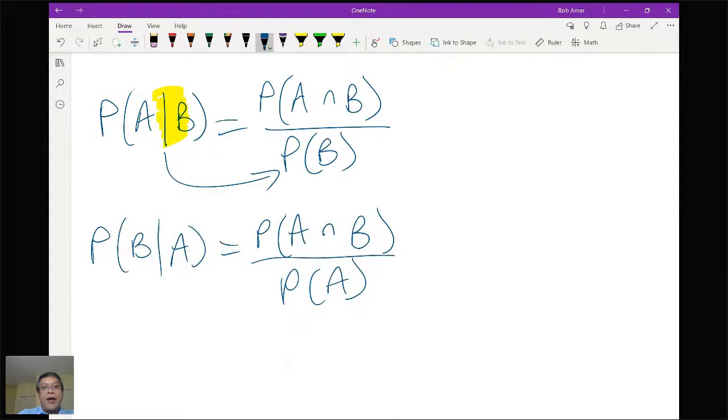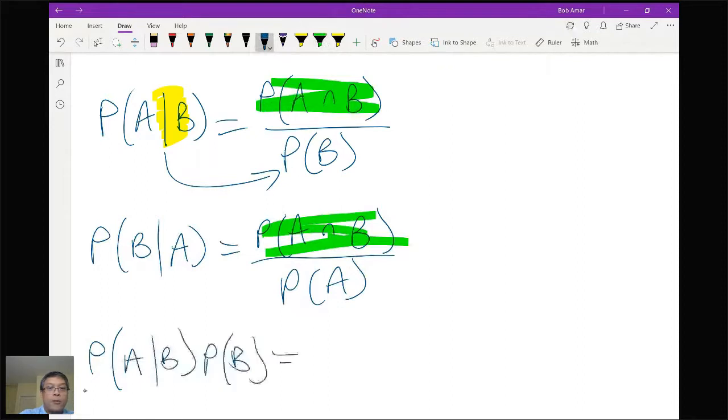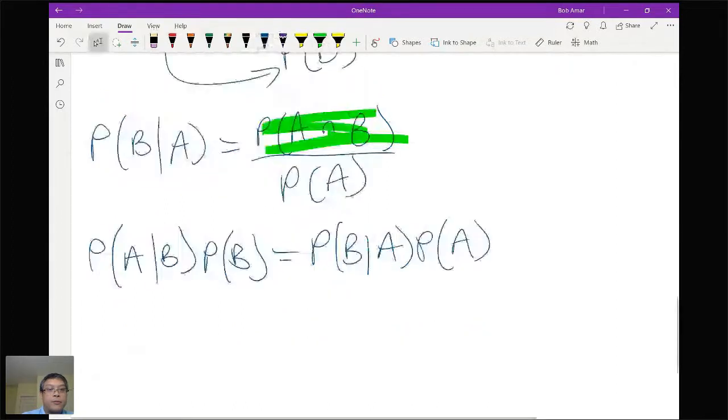Okay, so we've got P of A given B and P of B given A, and you'll notice that both of them involve this guy here, right? Because both of them involve that P of A and B, you can actually write P of A given B times P of B equals P of B given A times P of A. Okay. And then you can rearrange this to form Bayes' theorem.